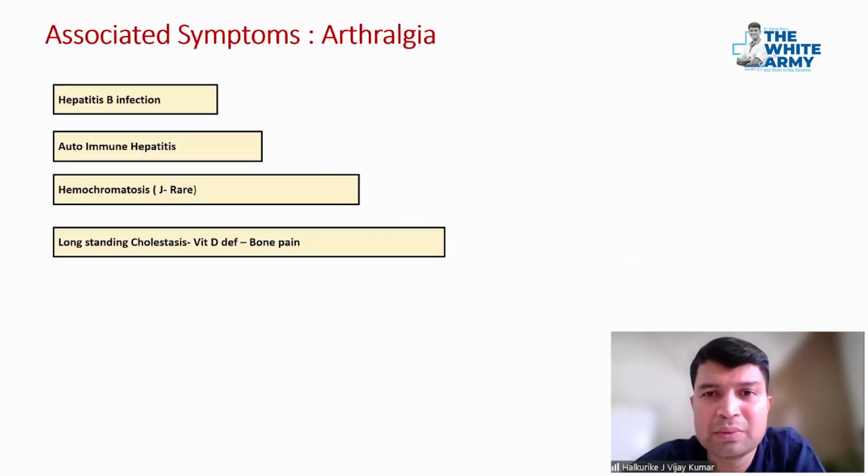Another important symptom is arthralgia, which may be a part of hepatitis B infection, autoimmune hepatitis because of deposition of immunoglobulin, and hemochromatosis. Some of the books mention hemochromatosis and arthralgia, but jaundice is a very rare entity we see in hemochromatosis. Long-standing cholestasis: we all know that bile is a very important entity for absorption of fat-soluble vitamins A, D, E, K.